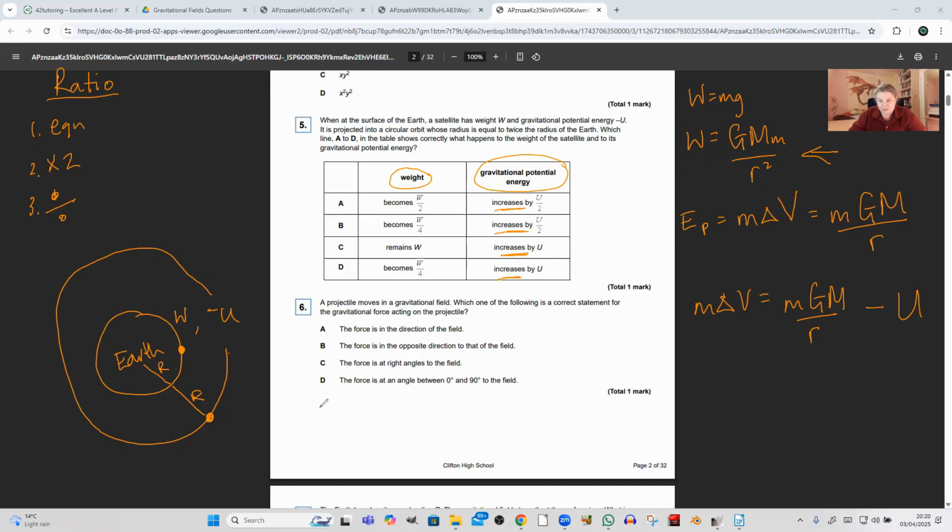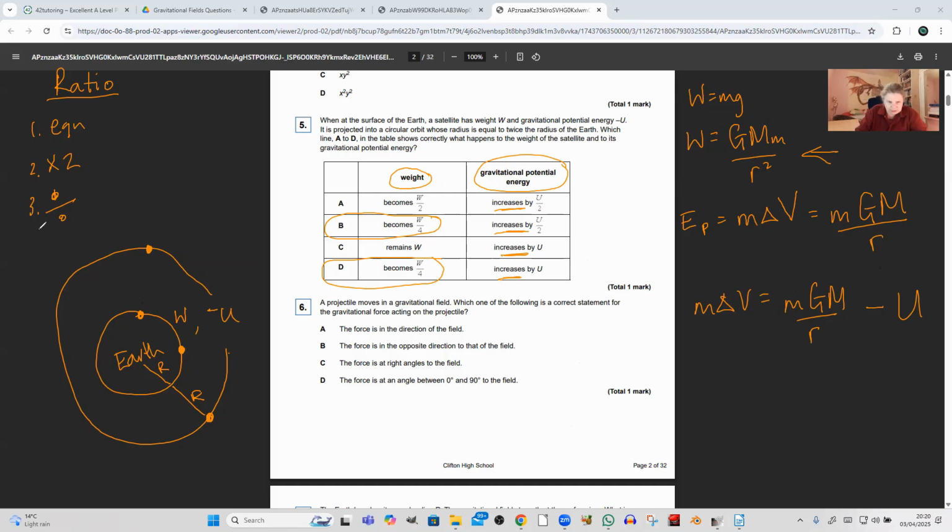So it's W over 4. So it's either that one or that one. Okay, that is the weight. But the gravitational potential energy is a little bit more difficult, right? So what we're going to do is work out what the gravitational potential energy is there, and work out what it is there in the same kind of units, and then see what fraction of U that is. You can see that it's either going to be U over 2 or just U.